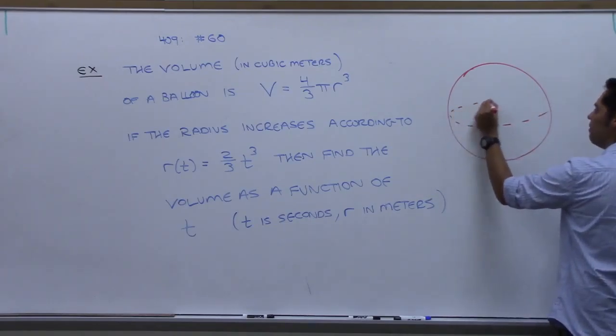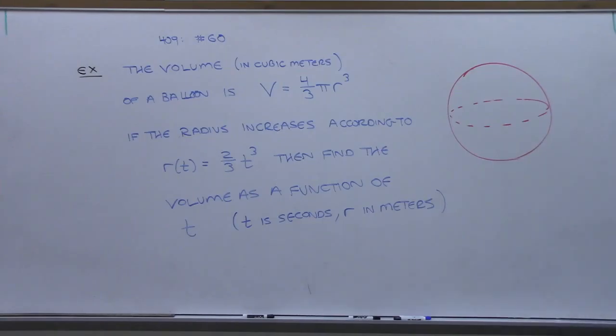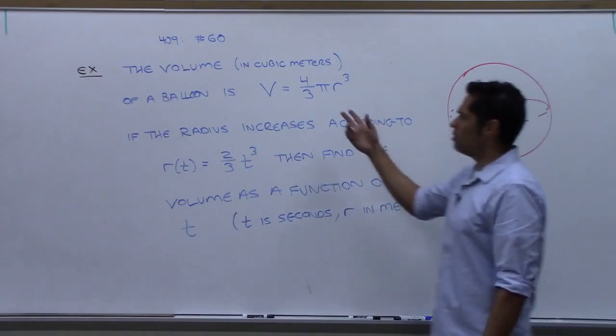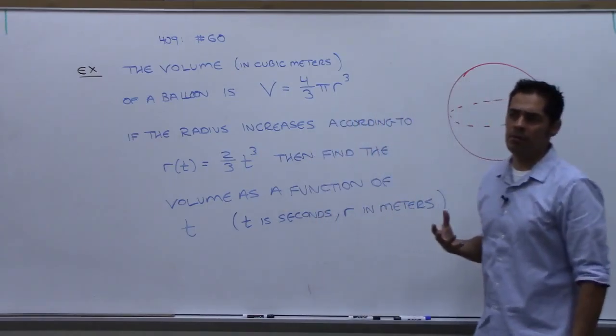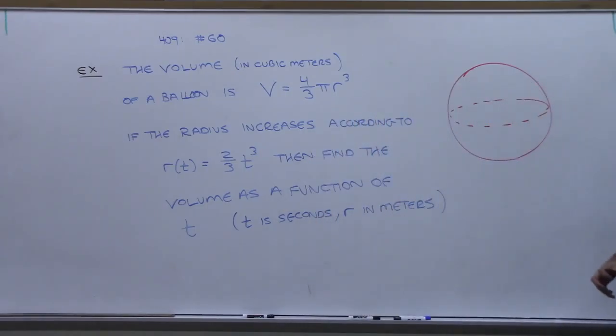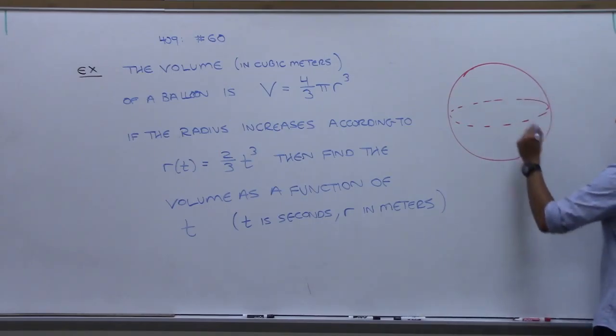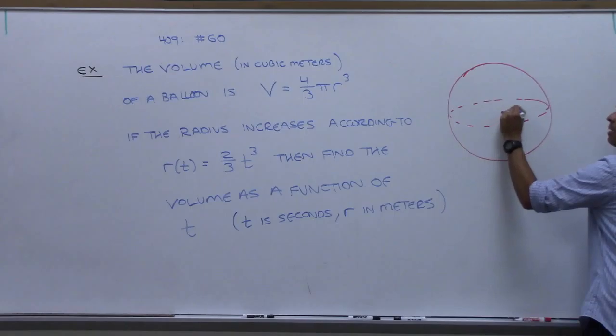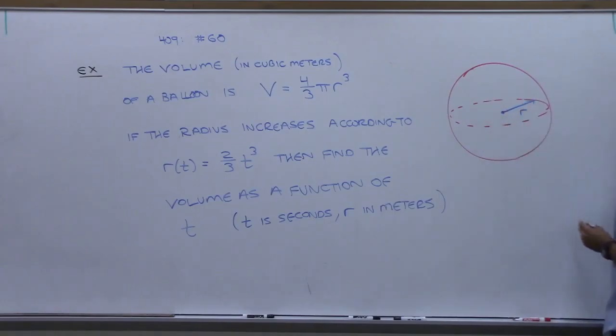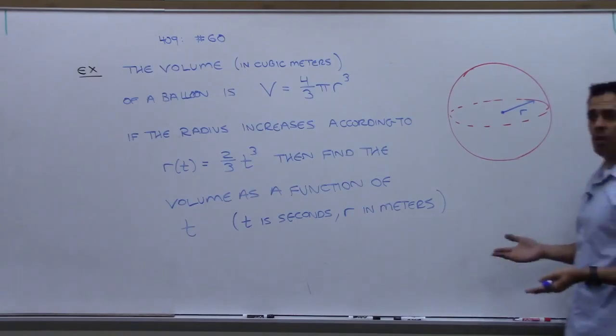3-dimensional, so it's got some depth to it, right? We are given that the volume of this is 4/3 pi r cubed. That is the volume of a sphere, a solid ball. 4/3 pi r cubed, where r is the radius. So if you know the center of the sphere, you're able to measure out to the edge. That's your radius. The volume is 4/3 times pi times the radius cubed. So if someone gives you the radius, you can give me the volume, right?